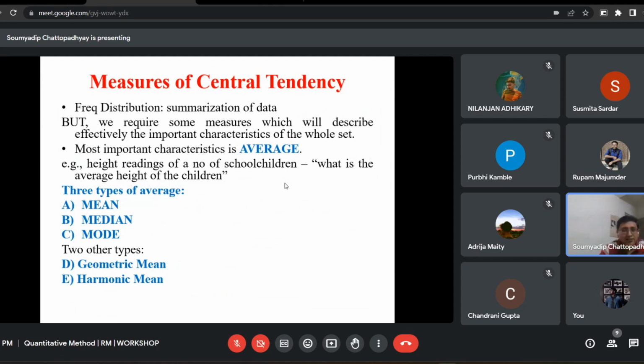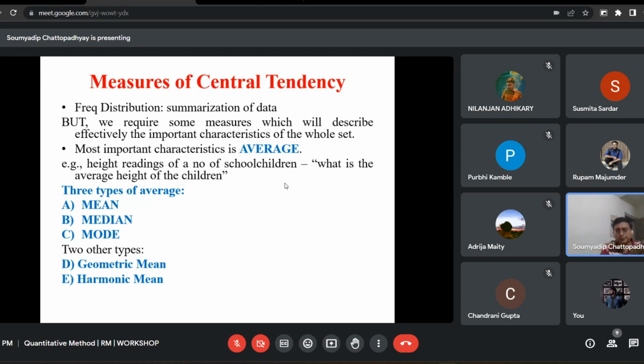Now, average is a very confusing term because there is a tendency to equate average with mean. For example, many of you might have studied the concept of mean at your +2 level or maybe before that. But mean is only one type of average. In fact, there are 3 types of average which we consider, and each has its own advantages as well as disadvantages. One is mean, another is median, another is mode.